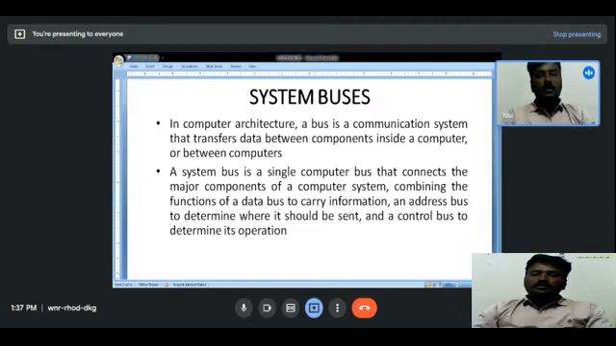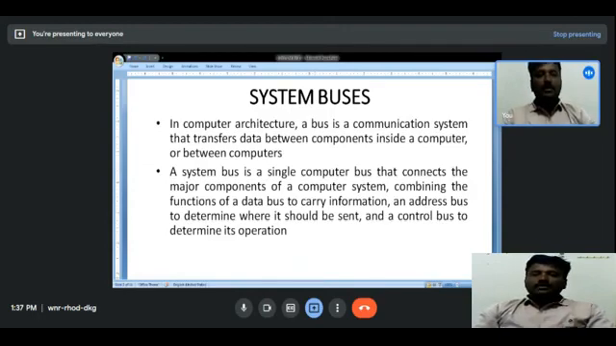A system bus is a single computer bus that connects the major components of the computer system, combining the functions of the data bus, address bus, and control bus. Basically, there are three types of buses, as we know. The data bus involves the transfer of data from one part of a computer component to another, or from one computer component to some other computer component which forms a different network. A system bus is a whole bus which involves data, address, and control information.